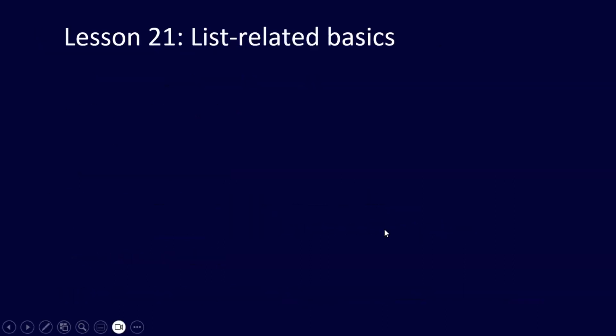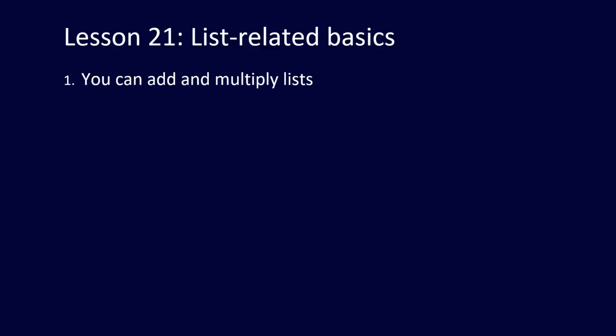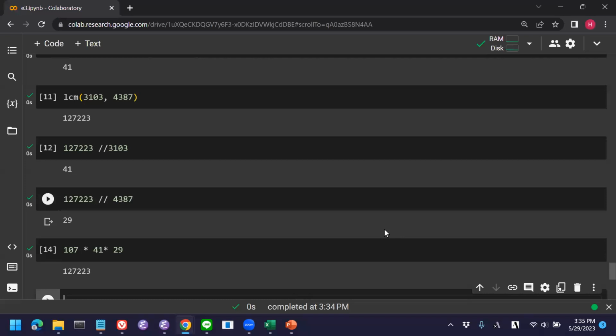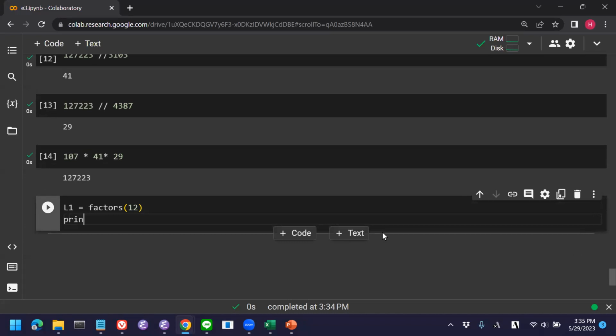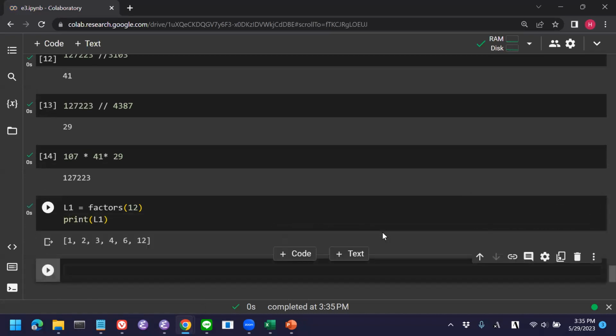Okay, so let's go on to today's work. List-related basics. We learned some more knowledge about lists, because it's a very important fundamental data structure in many programming languages, including Python. You can add and multiply lists. For example, let's see one list, which is the factors of 12. Let's check. L1 is apparently 1, 2, 3, 4, 6, and 12.